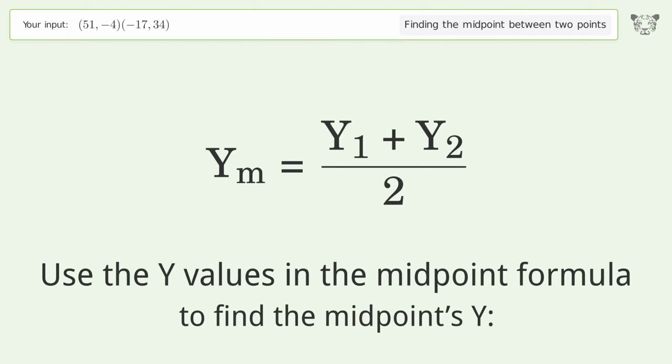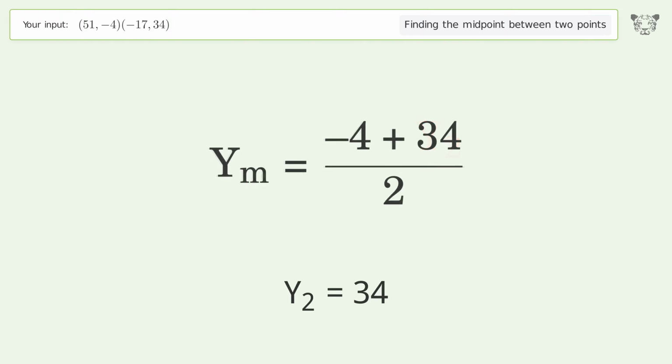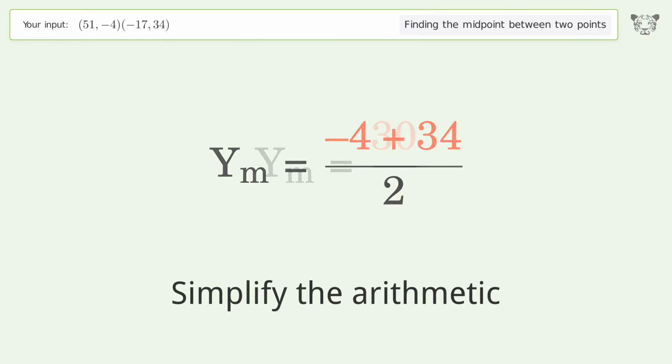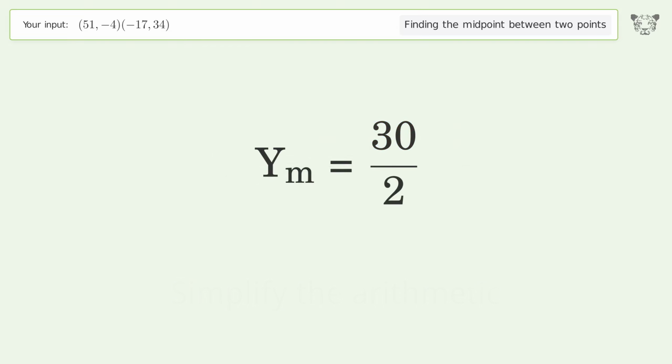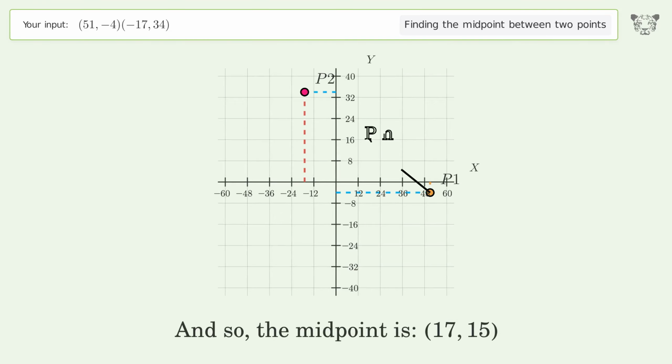Use the y values in the midpoint formula to find the midpoint's y. y1 equals -4. y2 equals 34. Simplify the arithmetic. And so, the midpoint is 17, 15.